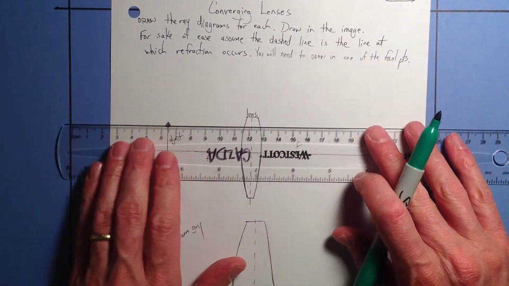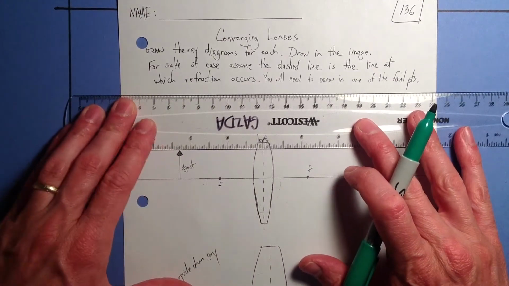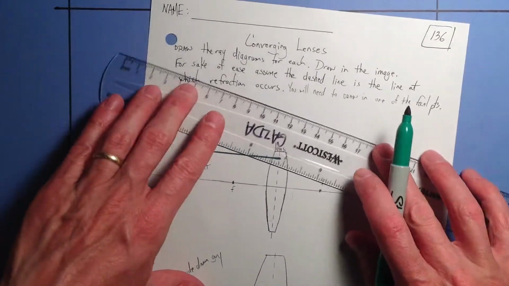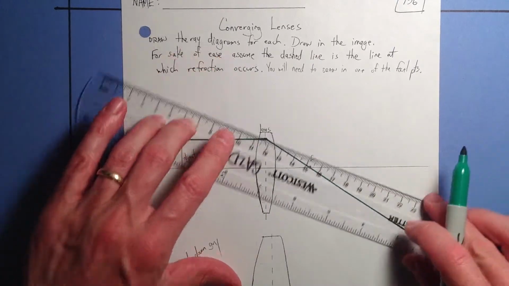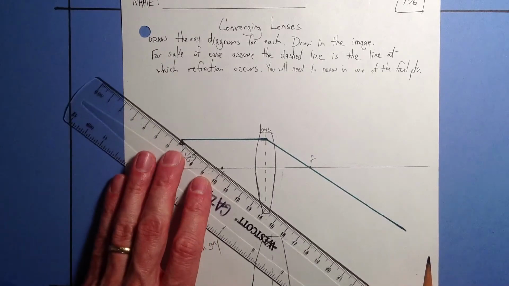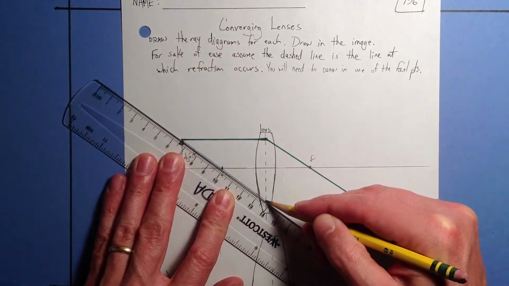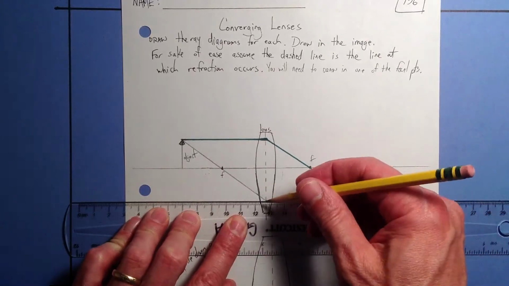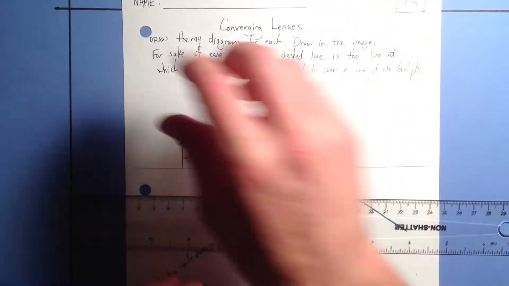So let me see if I can do this with a marker. I do it like this. I'm going to try to draw it parallel to the principal axis. Okay, it goes through F like this. Okay, that's that one. Then I'm going to do one that goes through F. It's going to go like this, and then it's going to go parallel to the principal axis like that. And then maybe I'll do this one with a red pen.